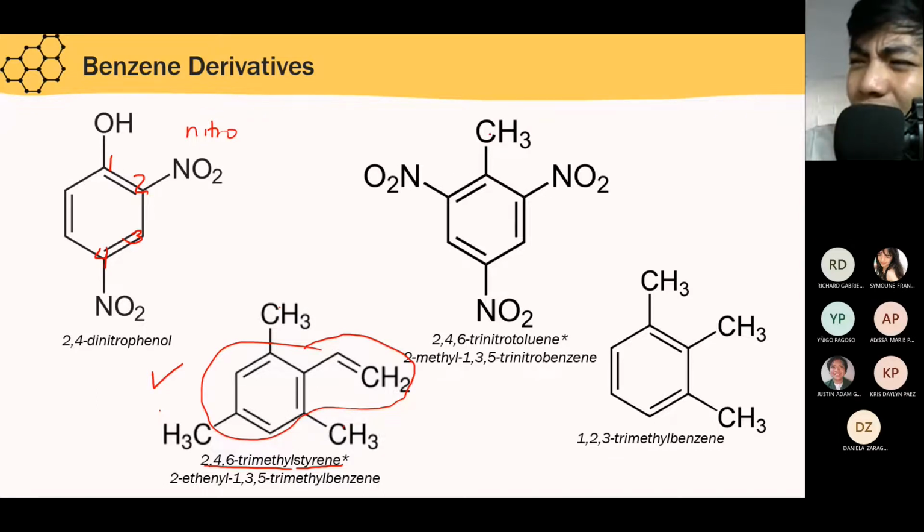Ito. We have here 2,4,6-trinitrotoluene. Ito yung nasa bomba. TNT.